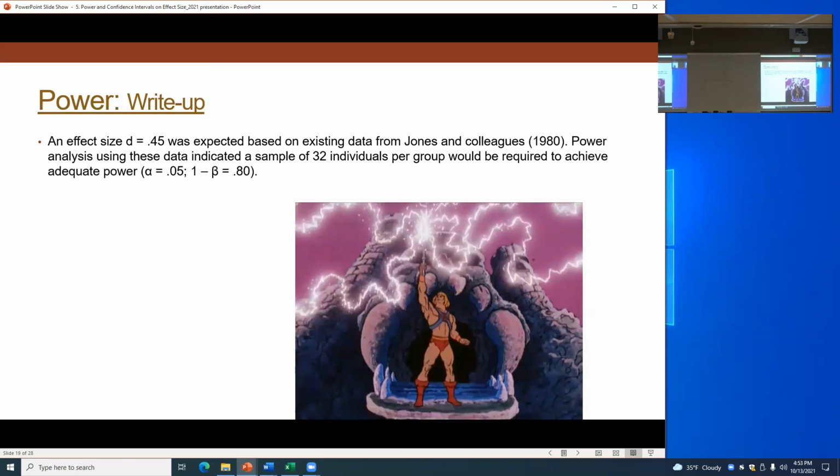Again, hopefully it's not hopes and wishes, like, may your effect sizes always be large. That's generally not the types of effects that we're chasing down in psychological science. But here we can say, hey, existing data from Jones and colleagues did what we're looking for. This is our best estimate of effect based on what they found. Based on that, this is how many people we would need in order to achieve adequate power for this study. Pretty simple right up here. Questions?